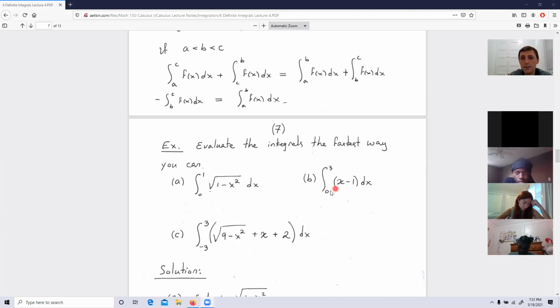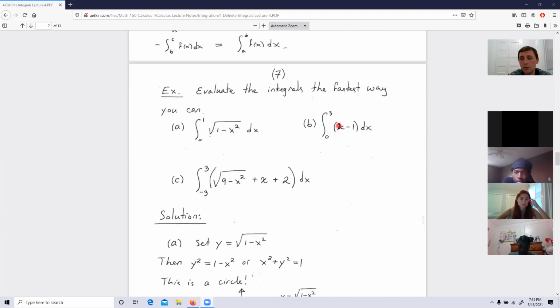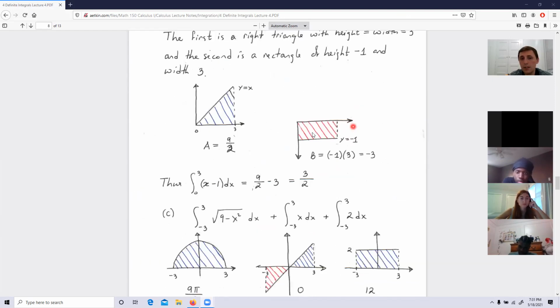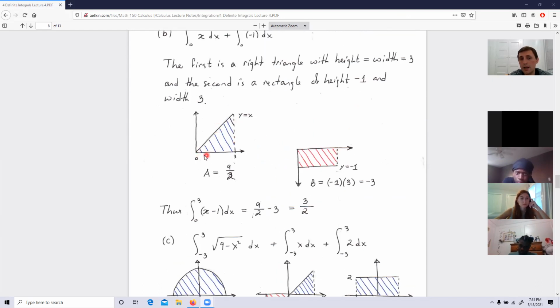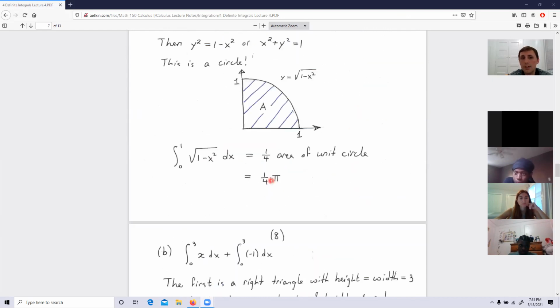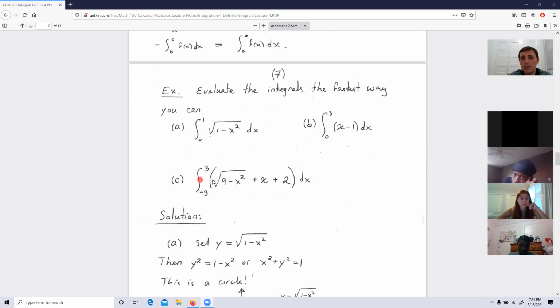So here, guys, it's from 0 to 3. So I can break it into two integrals, integral of x and integral of -1. So here is what I did. Yes? The first area is 3 times 3, so it's 9, 9 divided by 2. And the area here is -3. So it's 9 over 2 minus 3, and it's 3 over 2. Yes? Now, please figure out what the integral C is, please. Tell me what the integral for C is.